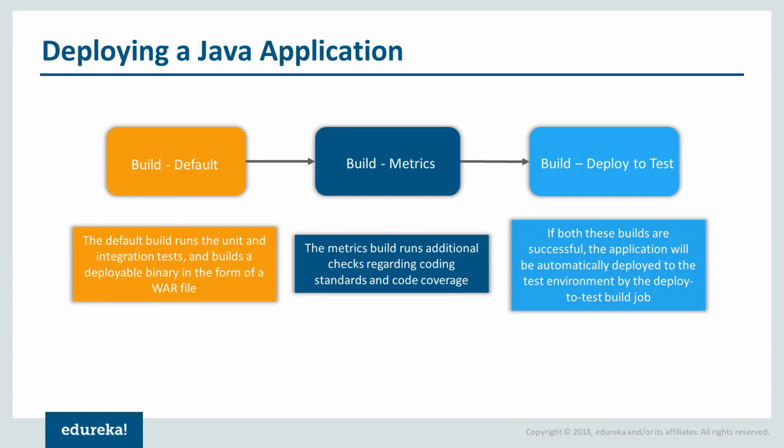Once that is done, the third phase of the build would be to deploy to test. In this case, if both these builds are successful, the application will be automatically deployed to the test environment by the deploy to test build job. So this is how you break one big job into multiple small jobs for a specific need. And you of course always have an option of stitching multiple jobs together with the help of upstream and downstream projects.